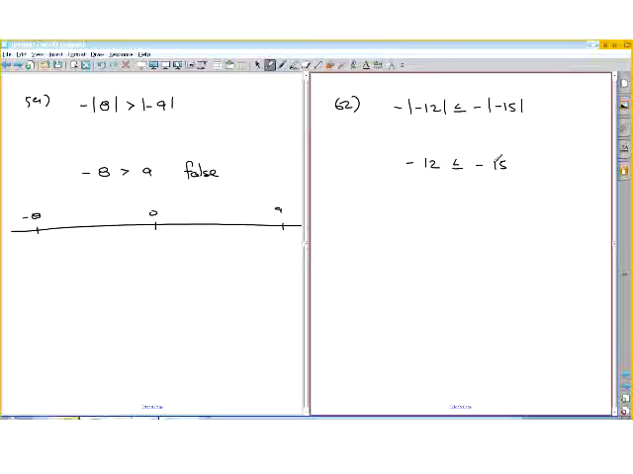Then you have negative the absolute value of negative 15, which is negative 15. Now, the question is, is this true? So we draw a number line, and we say, okay, here's 0, here's negative 12, here's negative 15. So from this, we know that negative 15 is less than negative 12, which disagrees with what we have here. It says negative 12 is less than negative 15. So this is a false statement.